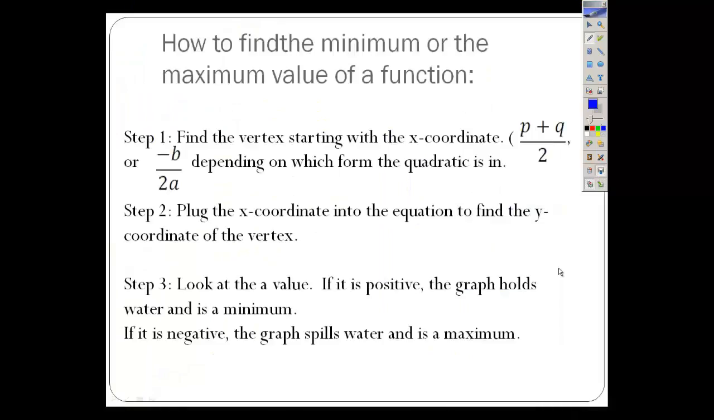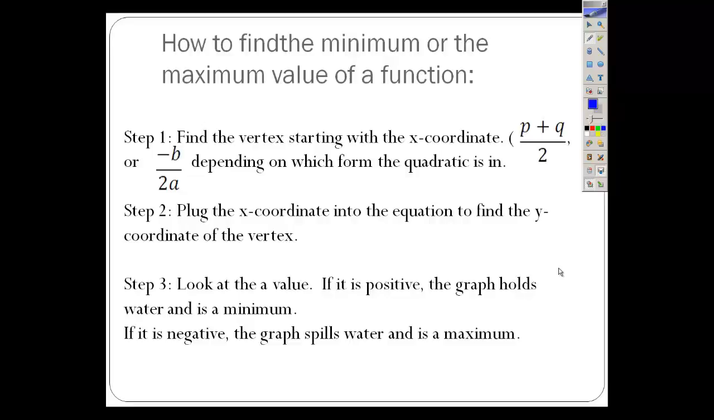Now let's talk about finding the minimum or the maximum value of a function. The first thing you do is find the vertex, starting with the x-coordinate, by using either (p + q) / 2, which is just what we learned today, halfway in between the x-intercepts, or you can use the opposite of b over 2a, which I refreshed you with in these previous slides, if you have it in standard form. It just depends on what form the quadratic is, and you need to recognize what form it is in. You plug the x-coordinate in to find the y-coordinate, and that gives you your vertex. Your a value will tell you whether it's a maximum or a minimum, and then you're done after that.